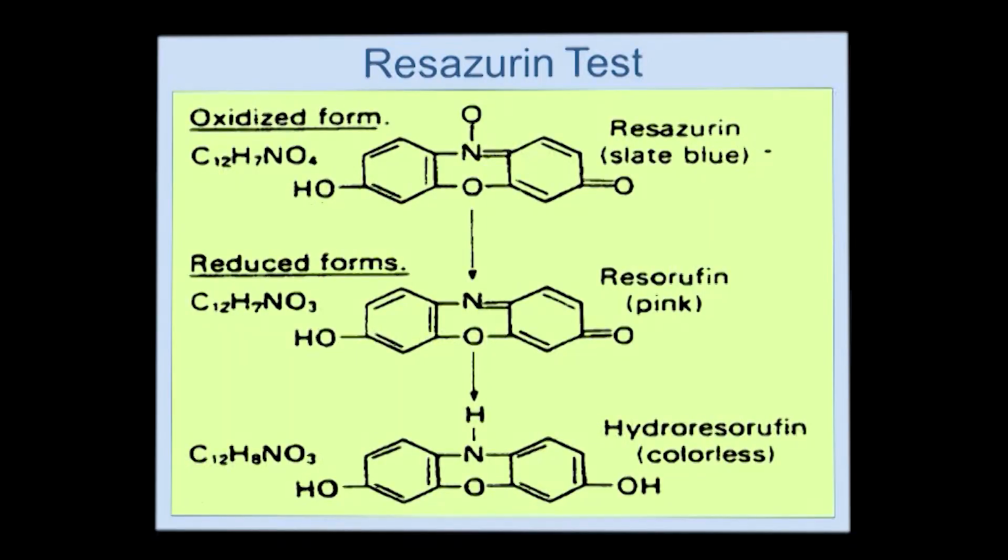Resazurin, again similar to methylene blue, is a redox indicator. In the oxidized form, resazurin is slate blue in color. When it is slowly reduced, its color changes from slate blue to pink to colorless.